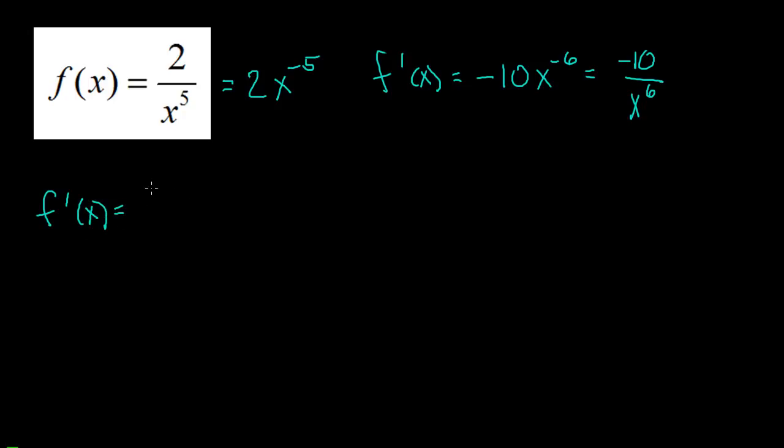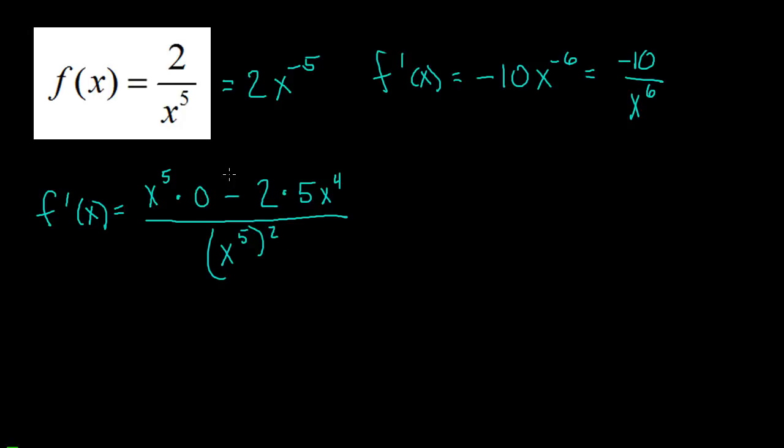Watch. All right. Start with the bottom. Multiply by the derivative of the top. Well, the top is a constant. The derivative of a constant is 0. Minus, now I'm going to take the top times the derivative of the bottom, all divided by the denominator squared.